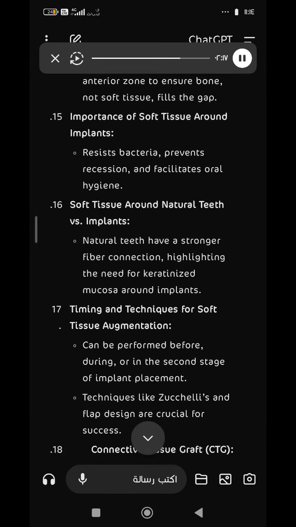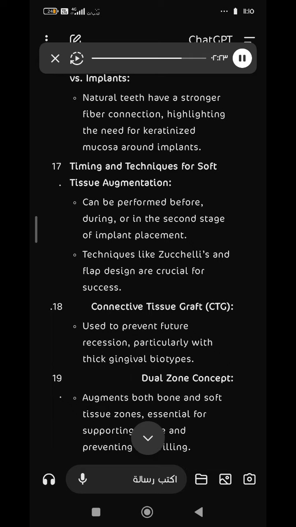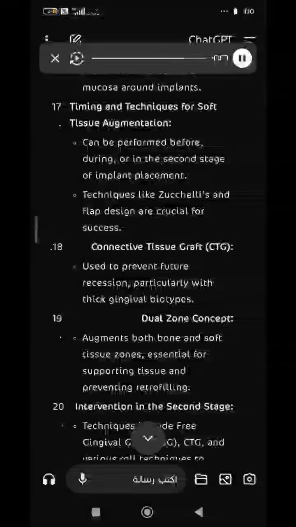17. Timing and techniques for soft tissue augmentation. It can be performed before, during, or in the second stage of implant placement. Techniques like Zucchelli's and flap design are crucial for success.